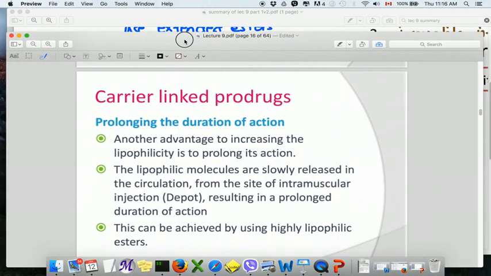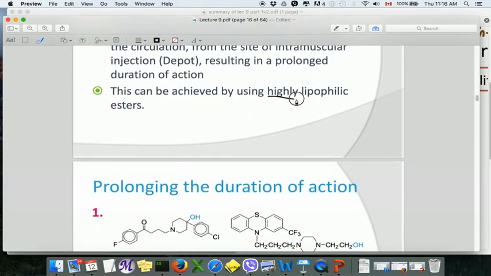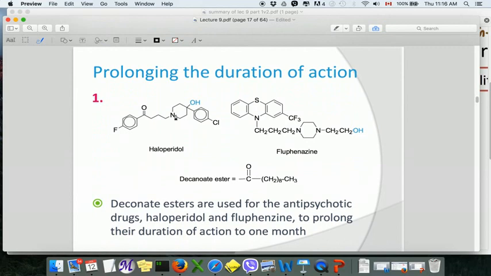To prolong the duration of action, we can increase lipophilicity. So we use highly lipophilic esters, and this is important. For example, haloperidol. It's already good and lipophilic, but we want to make it extremely lipophilic. So with this OH, we'll attach a very long lipophilic chain, like this one, for example, a decanoate ester, 10 carbons. See the idea? Okay. So this would make it go into the muscle, for example, and it will remain there as an oily center. And then it will dissipate the haloperidol bit by bit. And once it enters the circulation, it gets broken by the esterase enzyme. You see the idea?